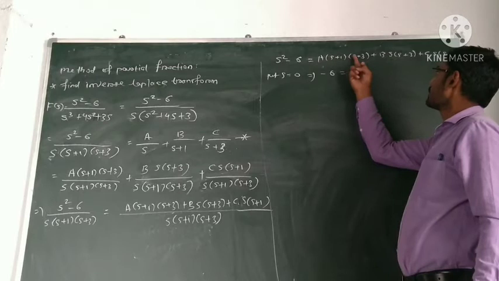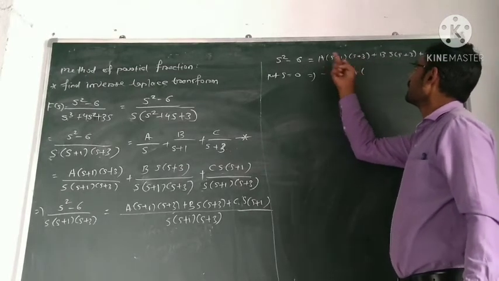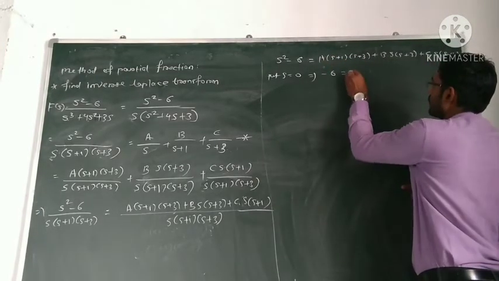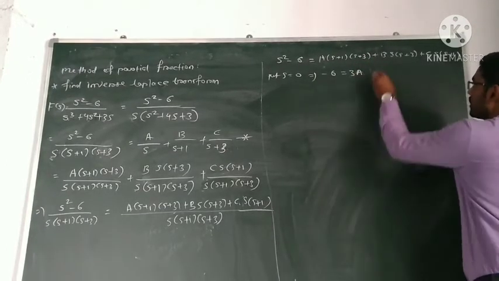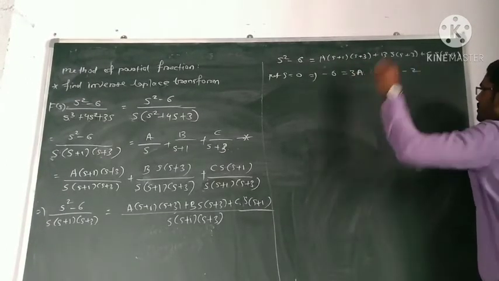0 plus 1 is 1, 0 plus 3 is 3, 3 into 1 is 3, 3 into a is 3a. So we get 3a is equal to minus 6, that is a is equal to minus 2.